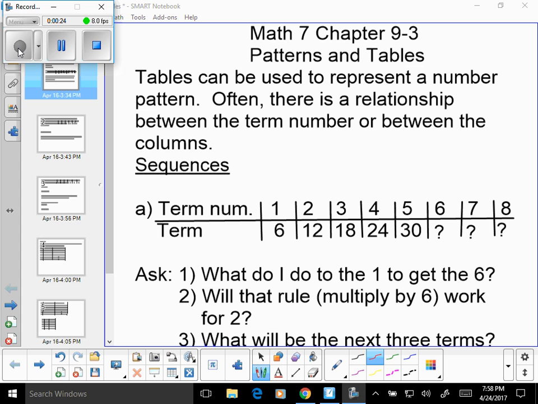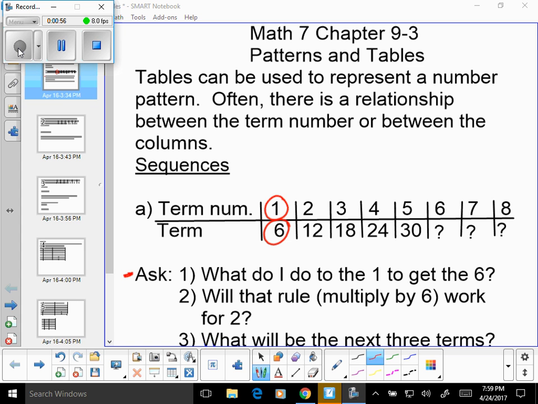What you have to remember here, though, is that in this type of sequence, there is a relationship between the term number, such as 1, and then the term itself, which is 6. In other words, the first question I have to ask myself, as I've stated down here, is what do I do to the 1 to get 6? Well, let's think about that.